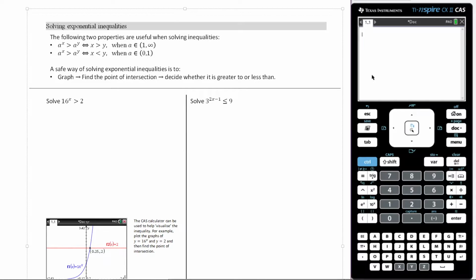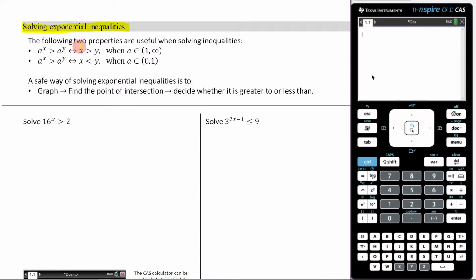We are now going to begin talking about solving exponential inequalities. All right, so let's begin. The following two properties are useful when solving inequalities.